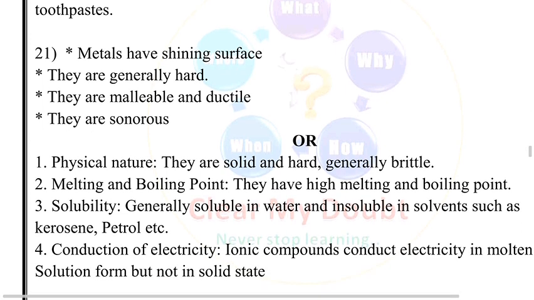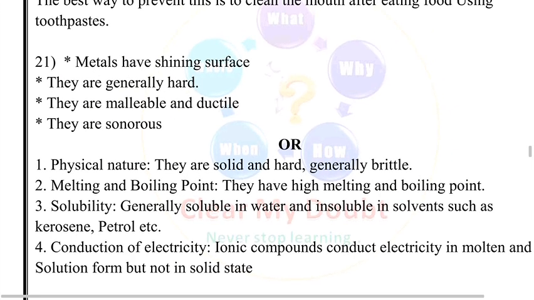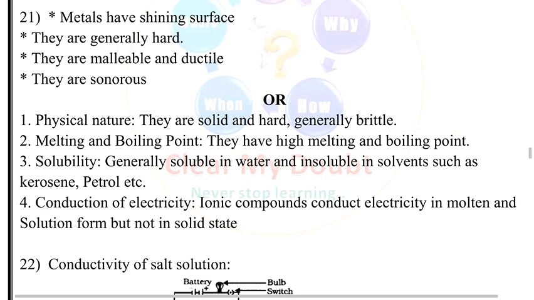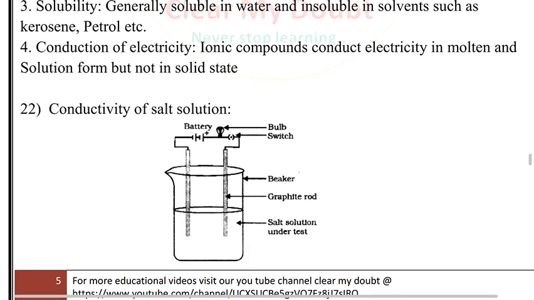Physical nature: they are solid and hard, generally brittle. Melting and boiling point: they have high melting and boiling points. Generally soluble in water and insoluble in solvents such as kerosene, petrol, etc. Ionic compounds conduct electricity in molten and solution form but not in solid state.